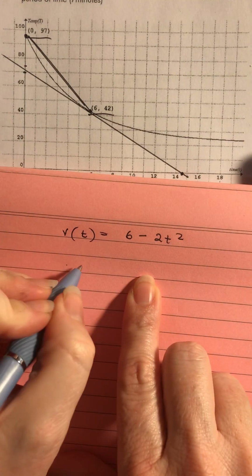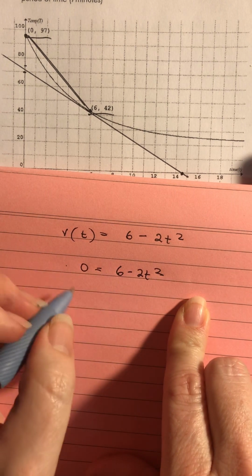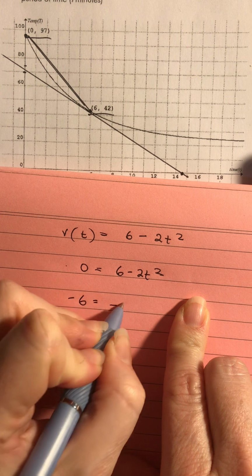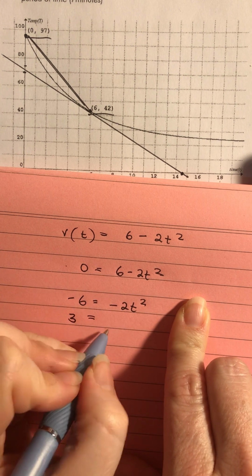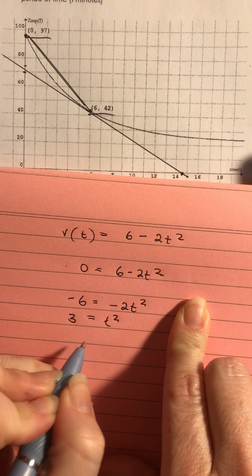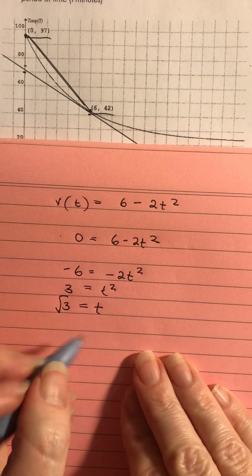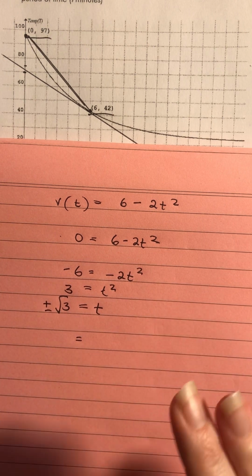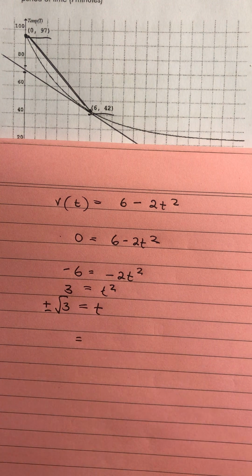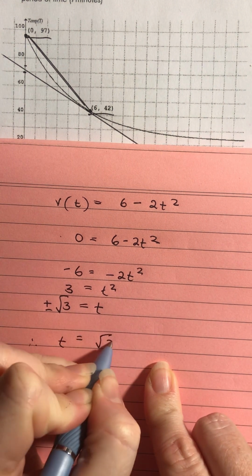So I'm going to put in 0 equals 6 minus 2t squared. I'm going to take my 6 over to the other side, negative 2t squared, divide by negative 2, so I get 3 is equal to t squared, and then I can do the square root of 3 is equal to t. So that means it really is the positive or negative of that. But given our question telling us that t is greater than 0, I know that t is going to equal the square root of 3.